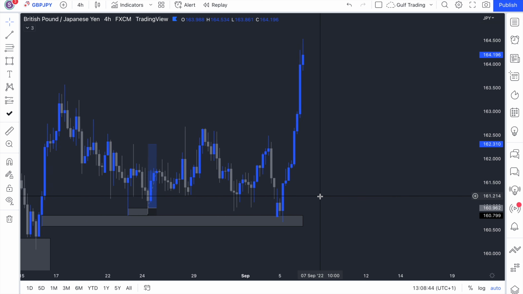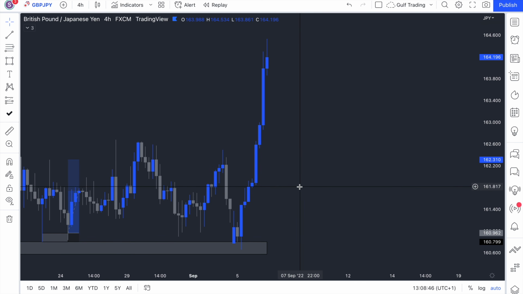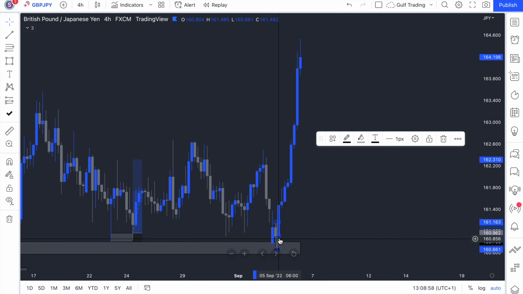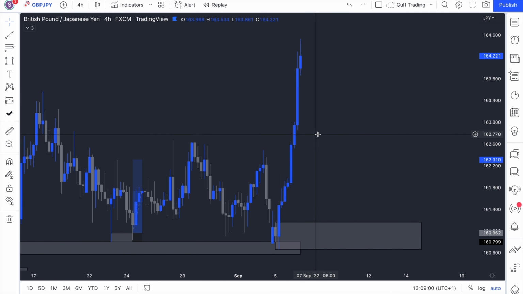And maybe just a future setup if you've made it this far. You can look for another 4-hour entry on this demand zone here, which might be something I send through to the group. Maybe it comes back down and creates some liquidity. So yeah, join the Discord and we'll see.